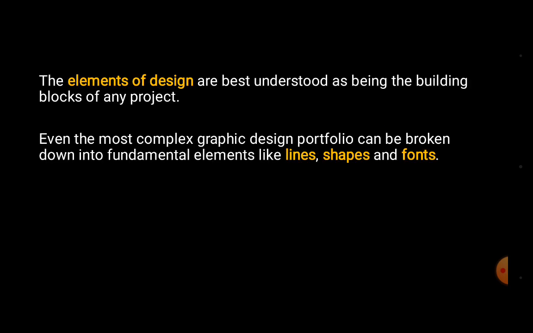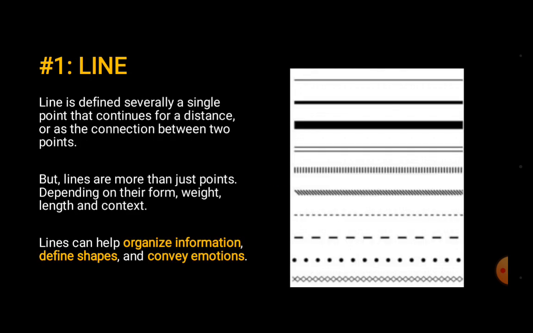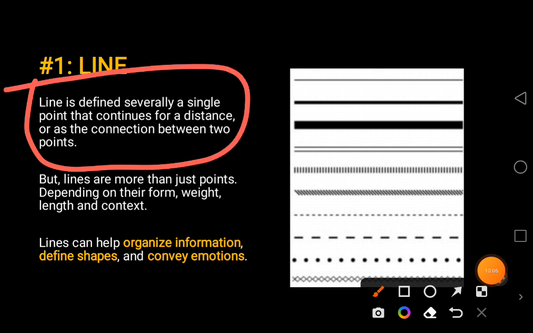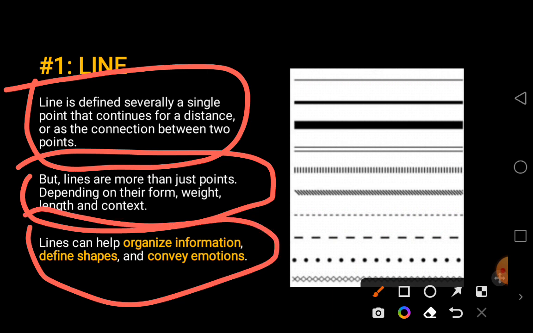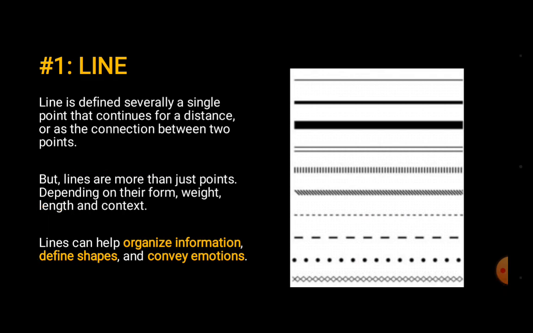So let's move to design elements. Like I said in the previous slide, the elements of design are best understood as being the building blocks of any project. The first element of design is line. This is the primary definition of line, that's what people define line as. But line is more than that, because line can be used to organize information, it can be used to define shapes, it can be used to convey emotions.